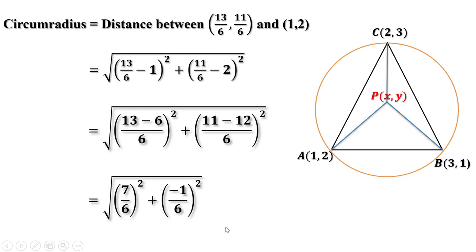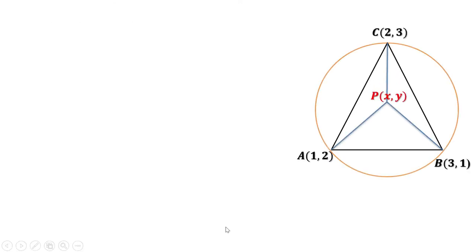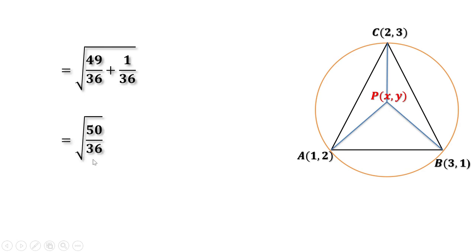So this can be written as root of 49 by 36 plus 1 by 36. The denominators are same. So let us add the numerators together and put the common denominator. So this can be written as root of 50 by 36. 50 is 25 into 2 and root of 25 is 5. Root of 2 is root 2. Root of 36 is 6. So this can be simplified as 5 root 2 by 6. That is, the circumradius is 5 root 2 by 6 units.